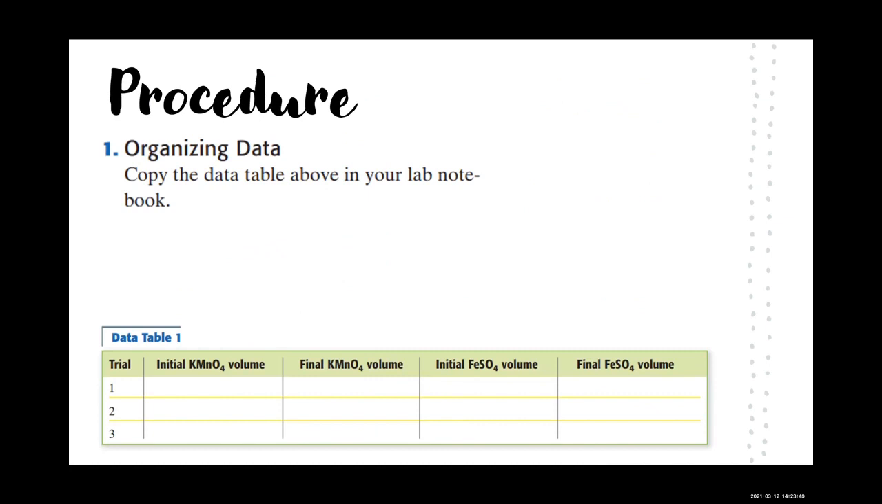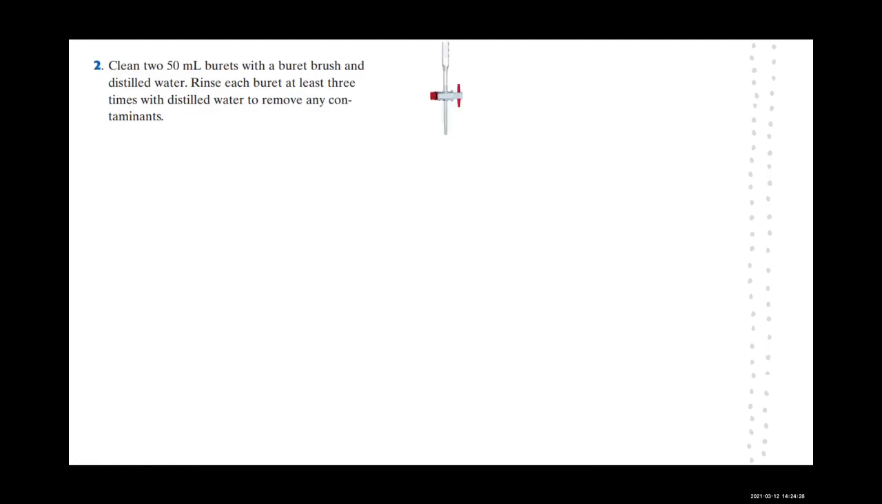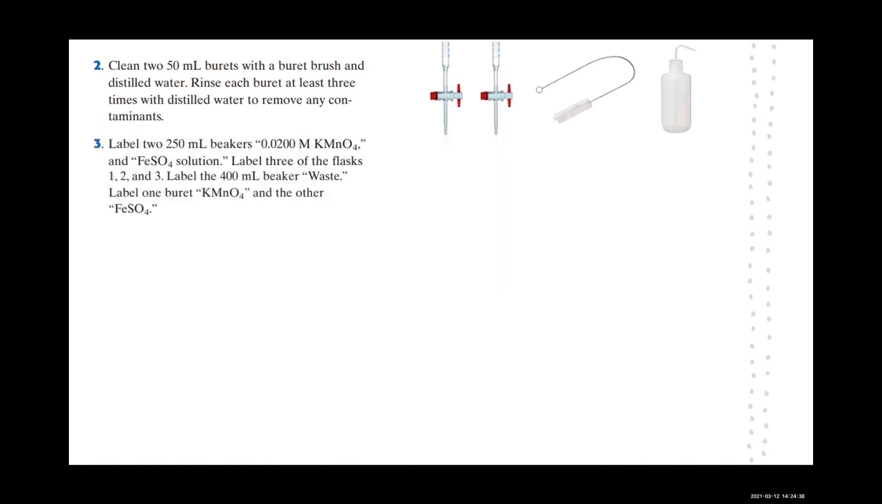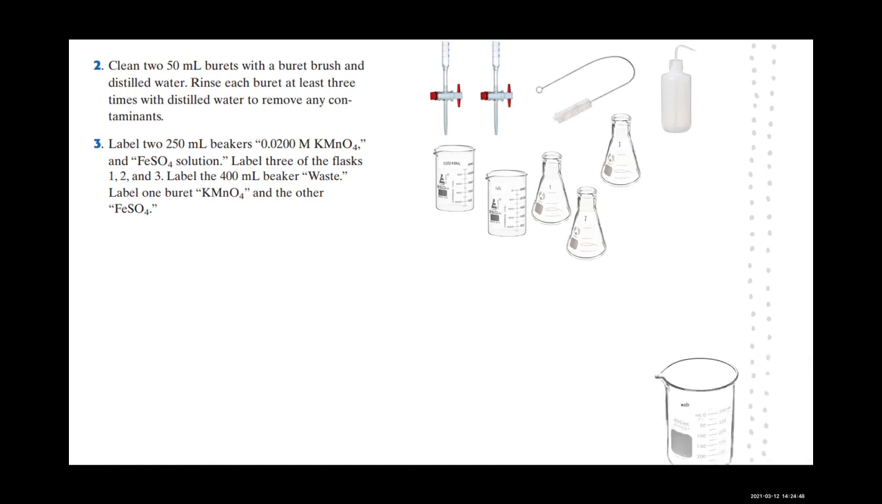Procedure. Copy the data table into your notebook. Clean two 50 milliliter burettes with a burette brush and distilled water. Rinse each burette at least 3 times with distilled water to remove any contaminants. Label two 250 milliliter beakers, 0.02 molar potassium permanganate and iron(II) sulfate solution. Label 3 of the flasks 1, 2, and 3, and label the 400 milliliter beaker waste. Label one burette potassium permanganate, and the other iron(II) sulfate.